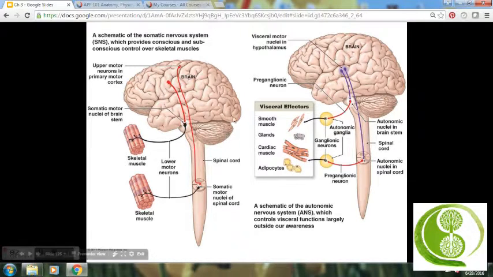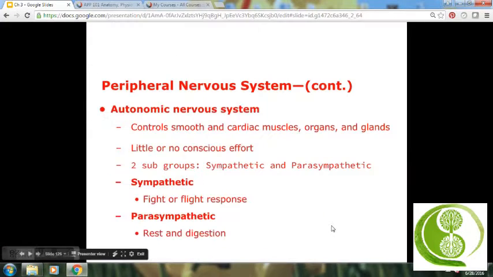Okay, this is the somatic of the somatic nervous system, which provides the conscious and subconscious control over skeletal muscles. And then the somatic of the autonomic nervous system, which controls visceral functions largely outside our awareness. Okay, so autonomic nervous system, over on page 116 now. This controls the smooth and cardiac muscles, organs, and the glands. It has little or no conscious effort.